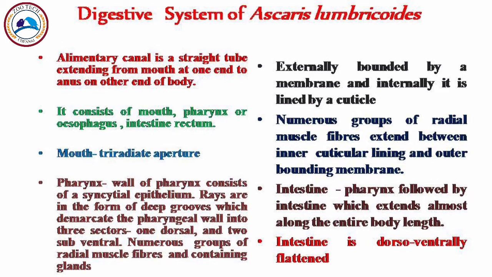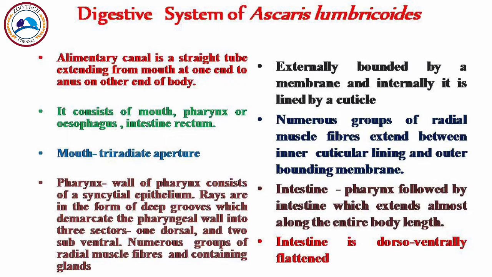The lumen of the pharynx is also triradiate, as I already told you for the mouth. The groups of radial muscle fibers extend between the inner cuticular lining and the outer bounding membrane. The contractions of these muscle fibers will dilate the lumen.